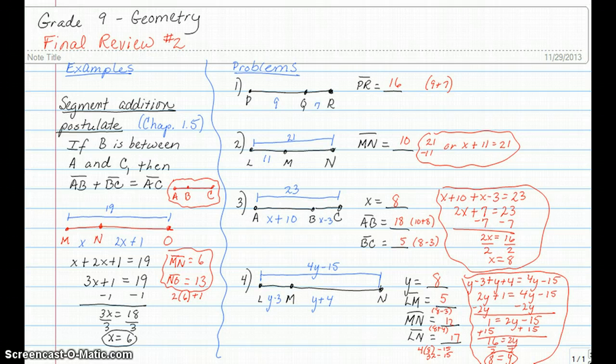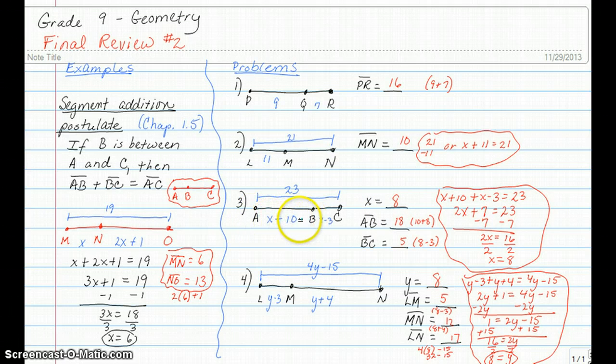Now we go to numbers 3 and 4, where there's a little more work. You know that AB plus BC are going to equal 23. So x plus 10 plus x minus 3 equals 23. Combine like terms. That's 2x, and 10 minus 3 is 7, equals 23. Subtract 7 using the subtraction property of equality. That gives you an equivalent expression, 2x equals 16. Use the division property of equality to isolate x, by dividing by 2, and x equals 8. So our x is 8.